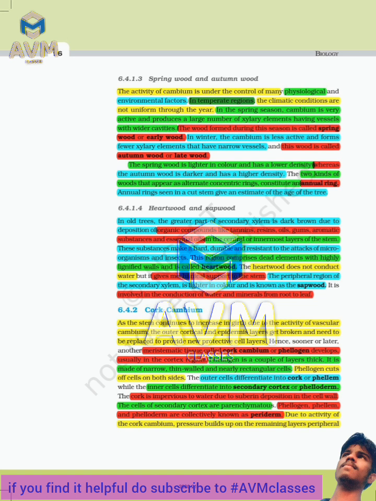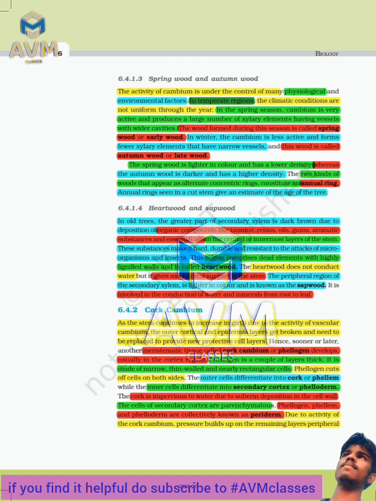Cork cambium. As the stem continues to increase in girth due to the activity of vascular cambium, the outer cortical and epidermis layers get broken and need to be replaced to provide new protective cell layers. Hence, sooner or later, another meristematic tissue called cork cambium or phellogen develops, usually in the cortex region.